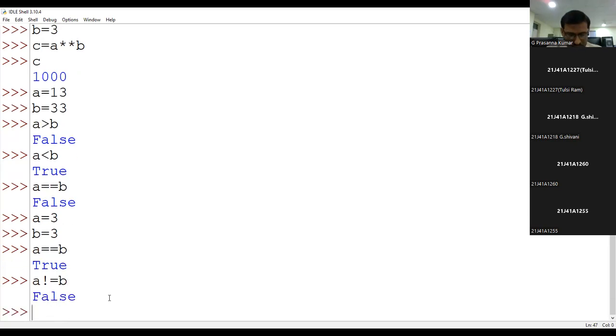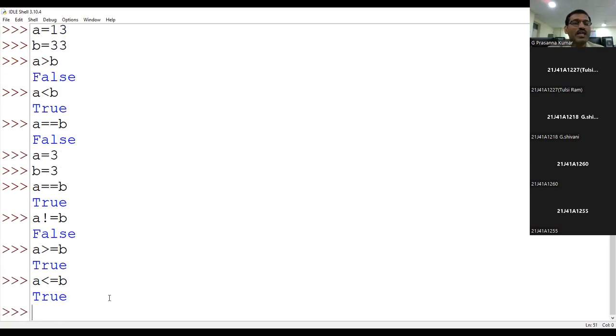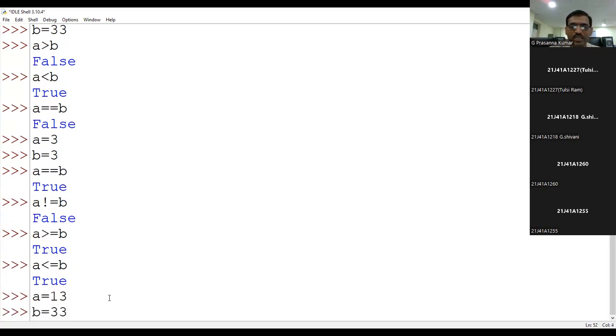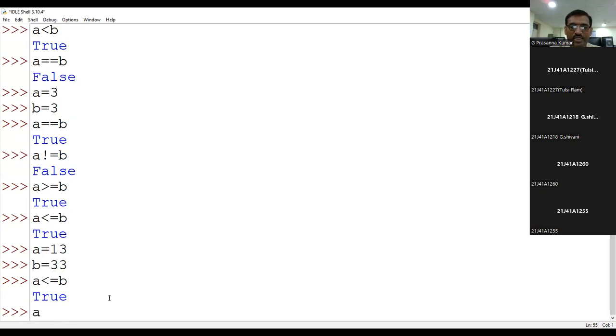Okay. Next is a greater than or equal to b. Condition is true. Similarly, a less than or equal to b. Condition is true because they are equal. One condition is satisfying. It gives the result is true. If you use a equal to 13 and b equal to 33, if you use a is less than or equal to b, it gives true. Similarly, a is greater than or equal to b gives false result.